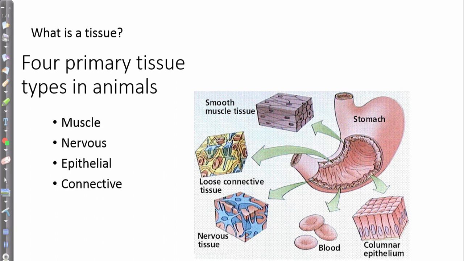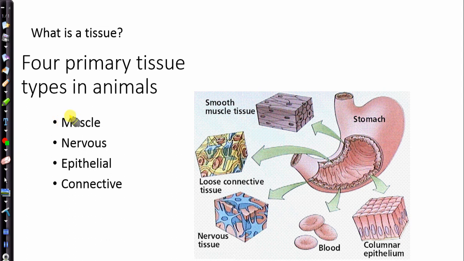So what is a tissue? A tissue is going to be a collection of cells or a group of cells with a common purpose. And we will look at those purposes a little bit later in this video series. But here you see the four examples of tissues.